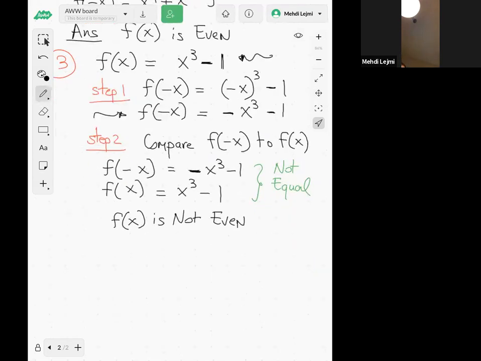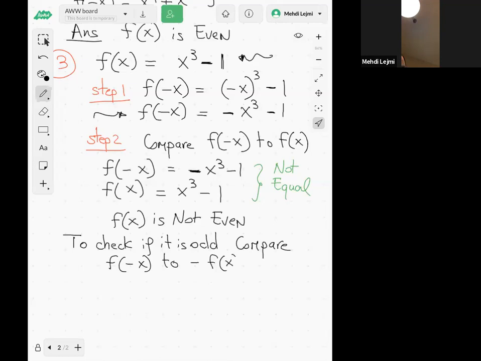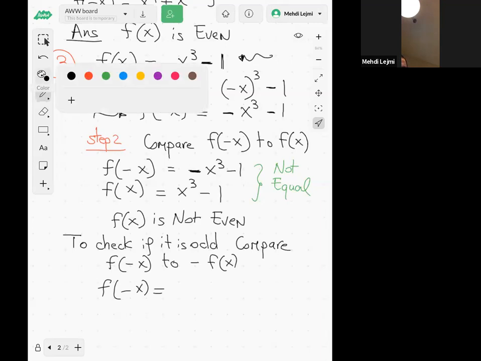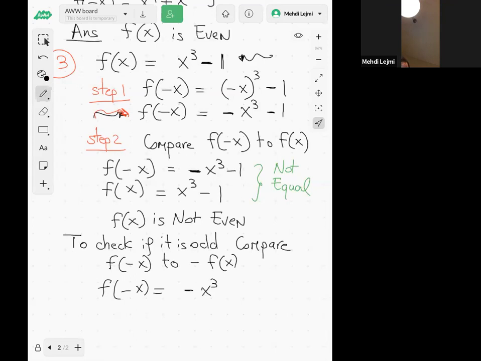So let's see if it's odd. To check if it's odd, we need to compare f of minus x to minus f of x. So what's f of minus x? Well, that's what I got again in my first step. It's the same thing here. So that's minus x cubed minus 1.